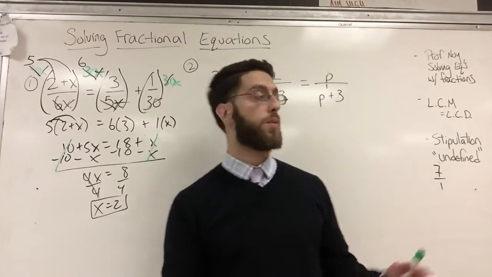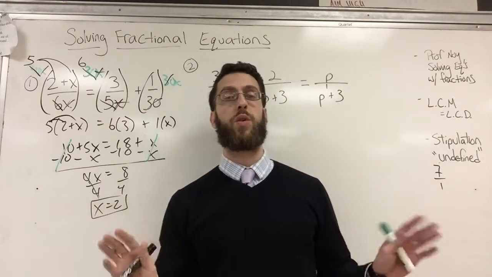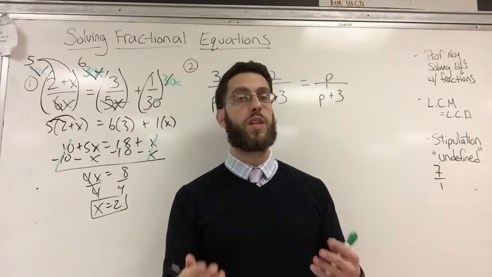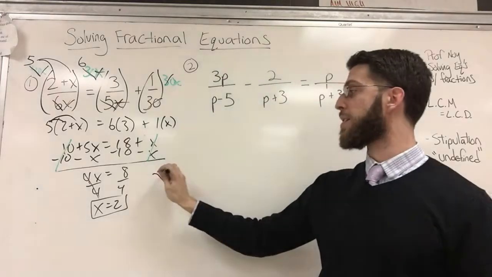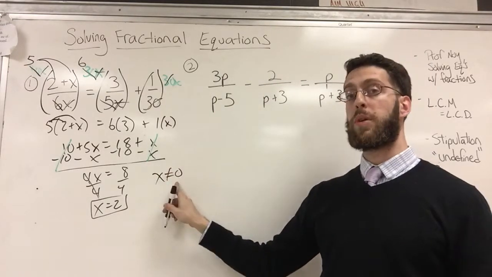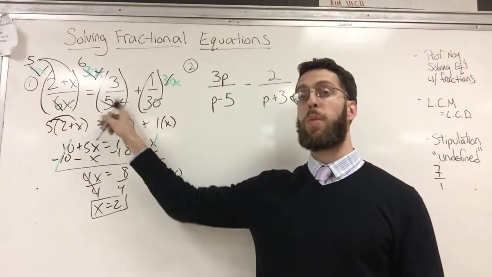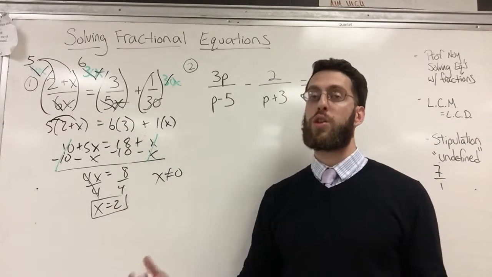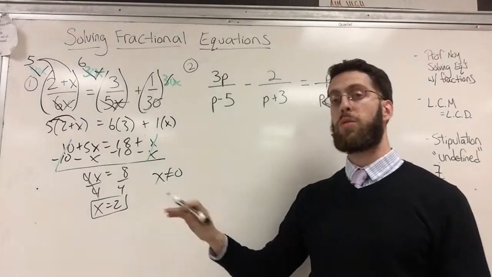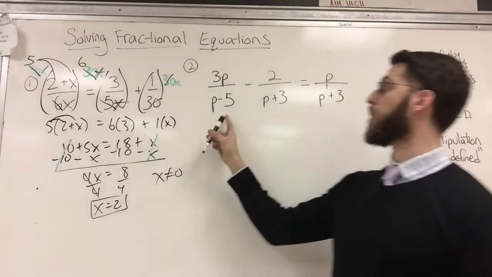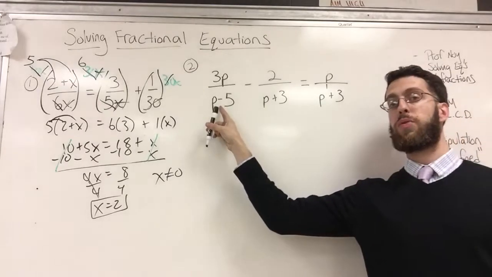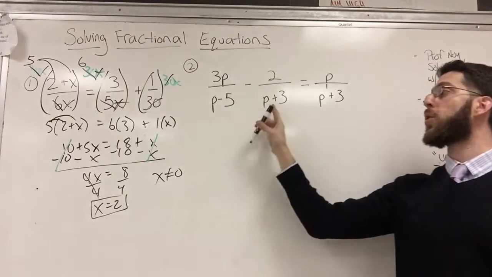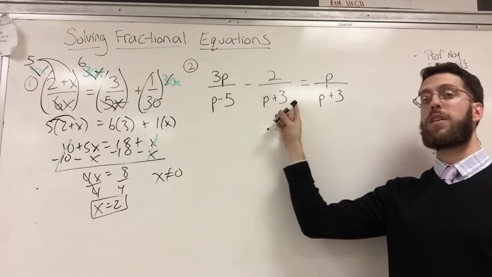5x could equal 0 if x itself was 0. So they will give you a stipulation, and it doesn't affect the solution at all. It doesn't change anything. But they should tell you in the problem, by the way, x is not equal to 0. Because if it was, that will make the whole bottom 0, and then it's impossible to do. So if you get something like x equals 2, it should probably work. If you got 0, wrong. Okay? Let's go here. Notice p cannot equal 5, because that would make this 0. P also cannot equal -3, because that would make this 0.